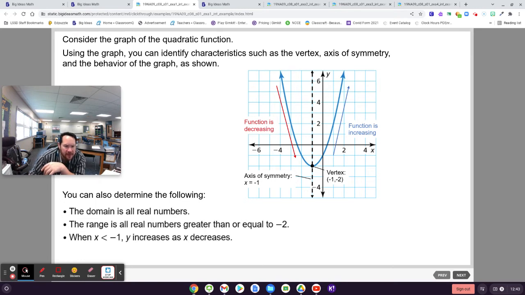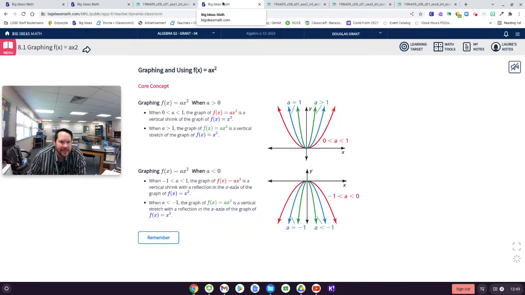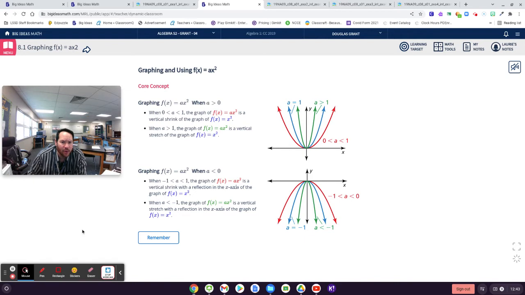Great example. Oh yeah, and the increasing, decreasing. So the function is decreasing as x approaches -1, and it's from the left here, and it's increasing as it goes away from -1. All right, so that was that. Now let's add some more notes.